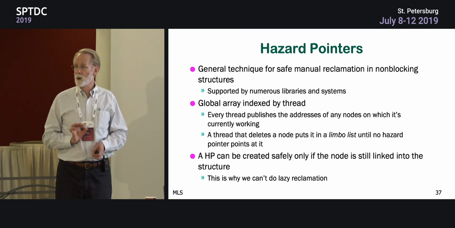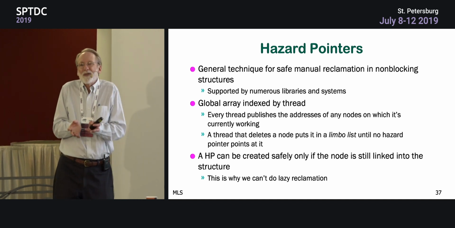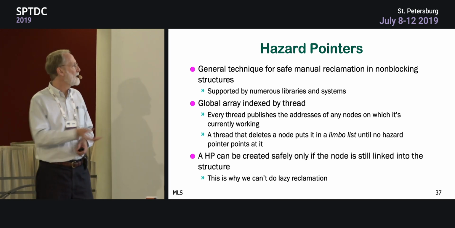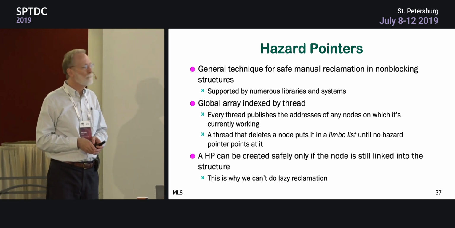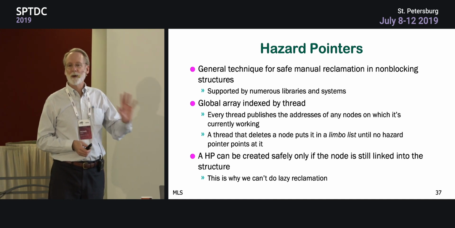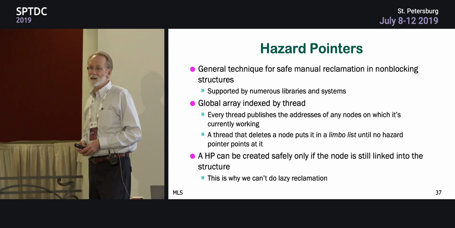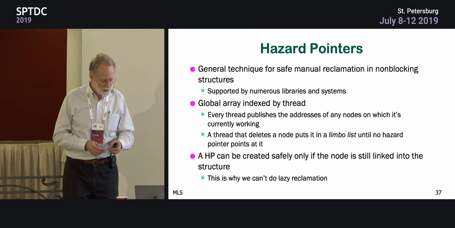But if there is a hazard pointer that points to it, then we need to put the node someplace until we can safely reclaim it. And that's commonly in the literature called a limbo list, a place where you put nodes that are in limbo until they can be safely reclaimed, because at the moment somebody has a hazard pointer that points to them.